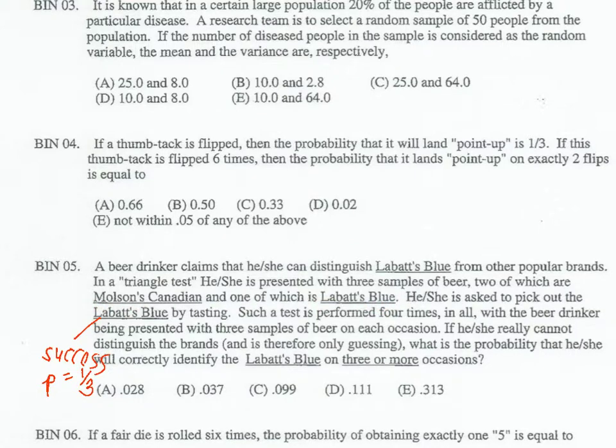We're going to repeat this 4 times. So 4 is the number of trials. And what are we looking for? Well, x is the number of successes, can be 0, 1, 2, 3, or 4 correct tries.